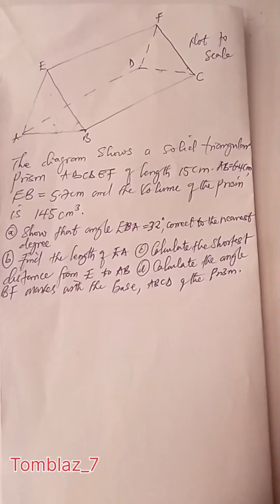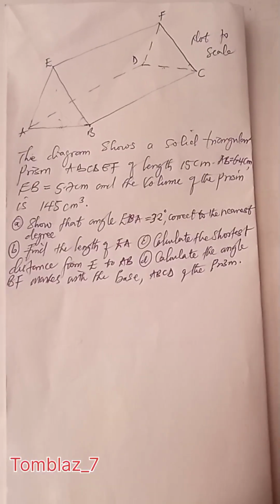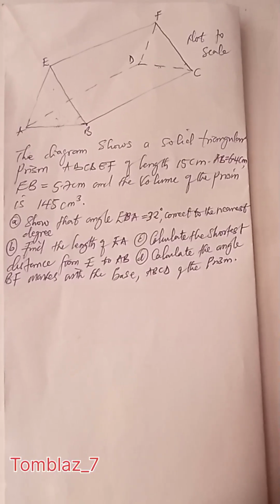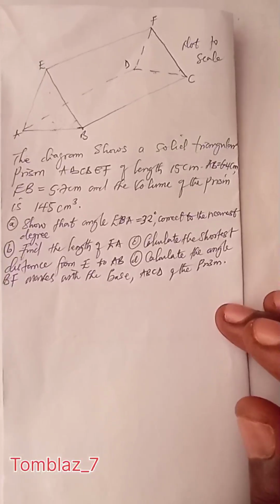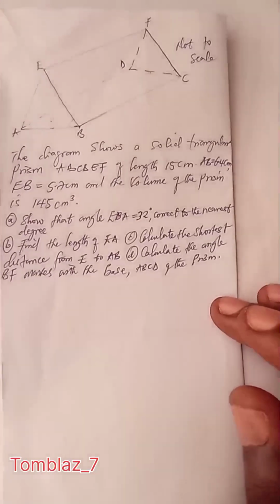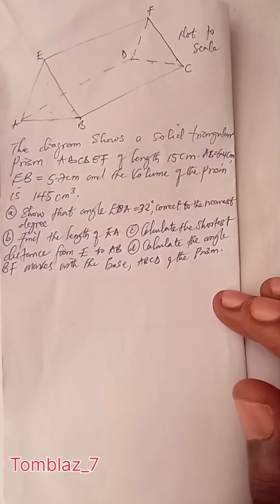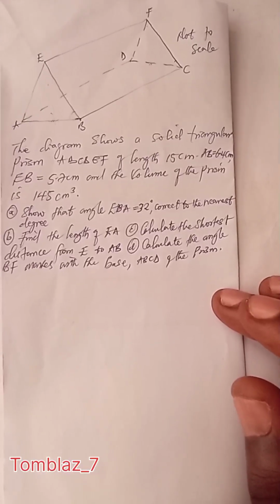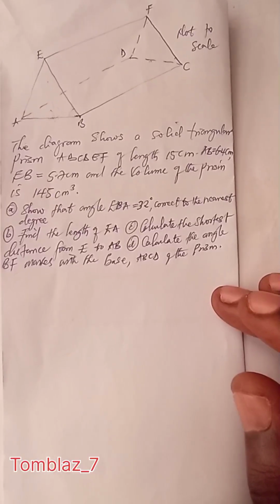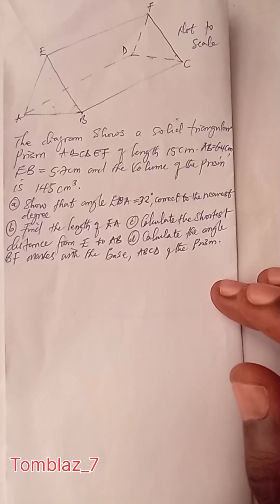So I have this very interesting question from an external exam in IGCSE. It says the diagram shows a solid triangular prism ABCDEF of length 15 centimeters. AB is equal to 6.4 centimeters, EB is equal to 5.7 centimeters, and the volume of the prism is 145 centimeters cubed. The first question says we should show that angle EBA is equal to 32 degrees, correct to the nearest degree.